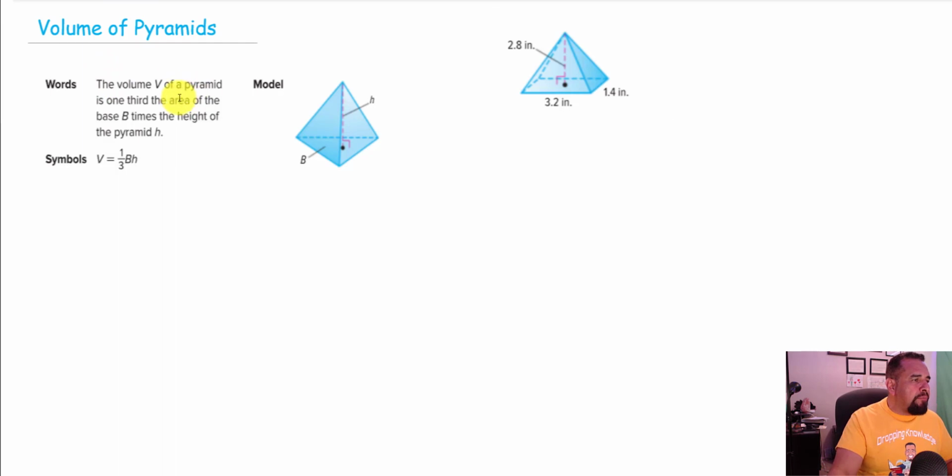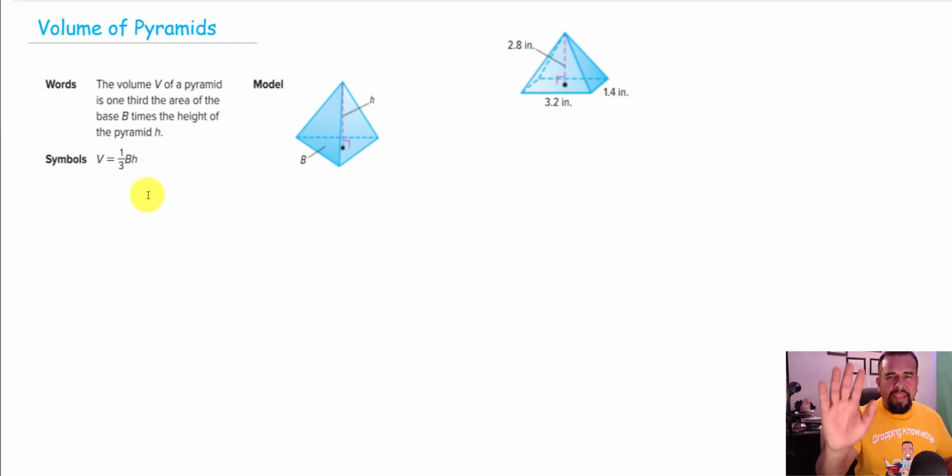First of all, the volume, represented by V, of a pyramid is 1/3 of the area of the base. Notice, 1/3 of the area of the base, not of the whole thing, just of the area of the base. I'll show you what that means in a minute. Times the height of the pyramid, represented by H. So what that means is that you need to find the area, the surface area of the base, then find the area of the base, and then multiply that times height, and then times 1/3. You only cut it in half if it's a triangular base, which leads me to this.